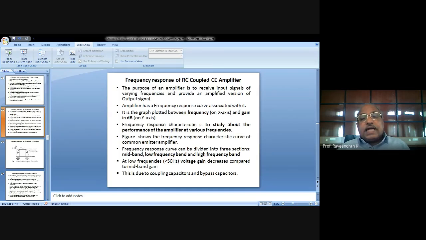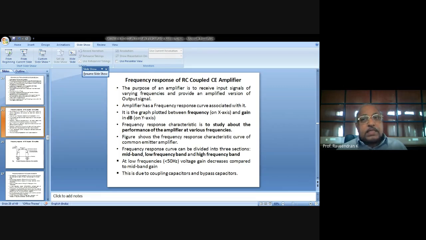Now, I told you at low frequencies, the voltage gain of the amplifier is decreasing. This is mainly due to the coupling capacitor and the bypass capacitor. Why do the coupling capacitor and bypass capacitor make the voltage gain reduced? We will explain that.